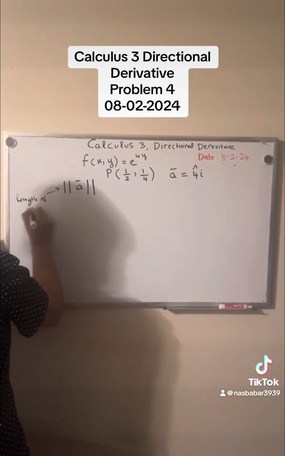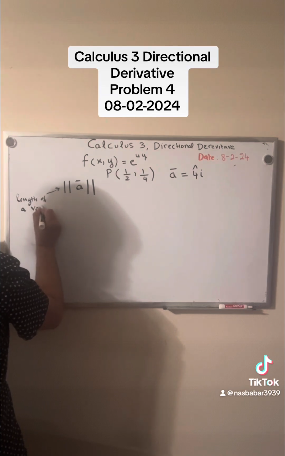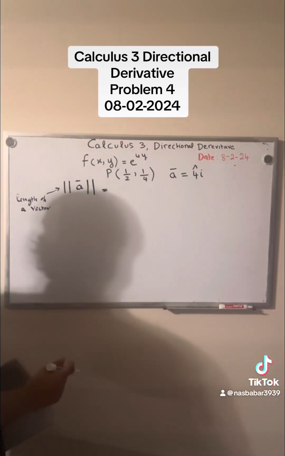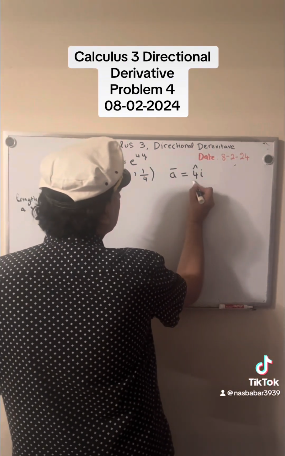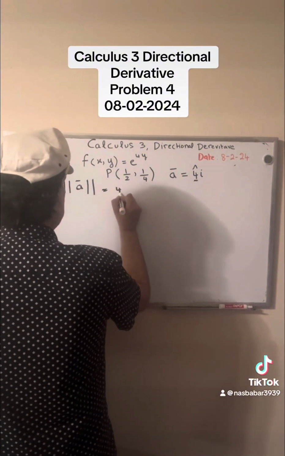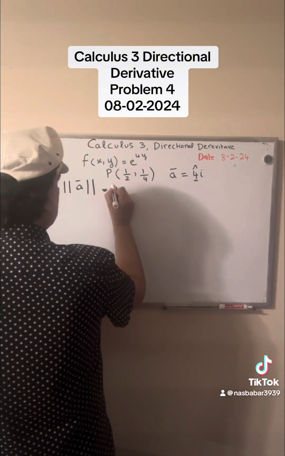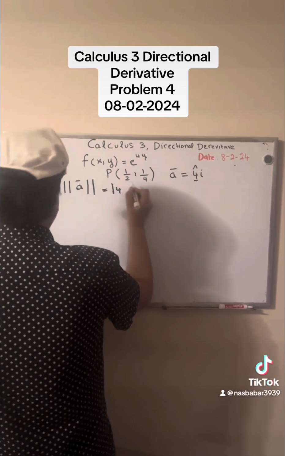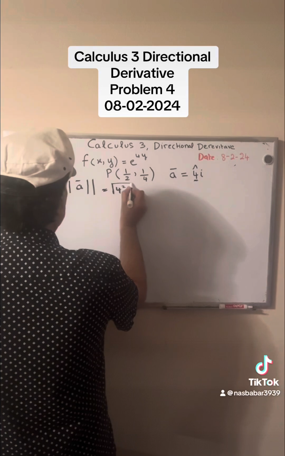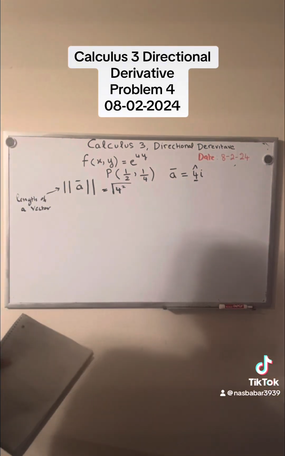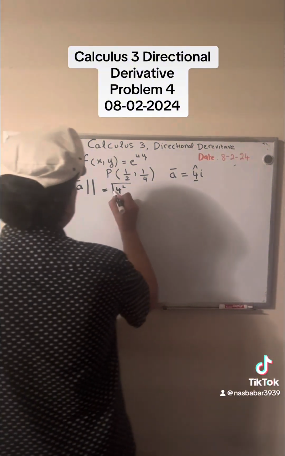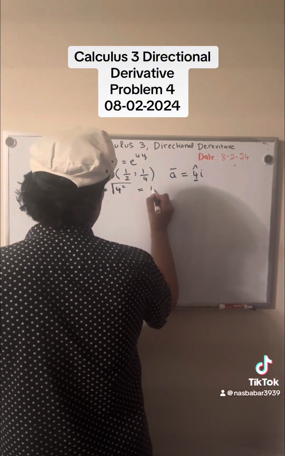Length of a vector is equal to, all you got to do is take the weight, which is this right here, 4, and basically square it, under root. So this is how you find the length of the vector. So then this is obviously just going to be 4.